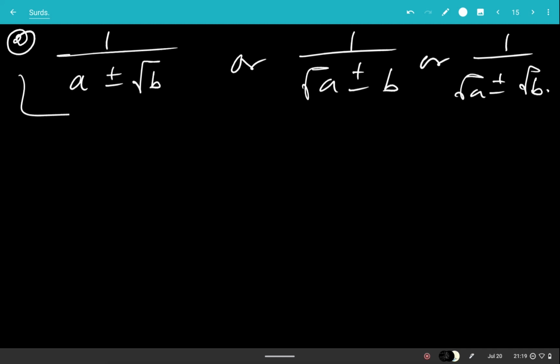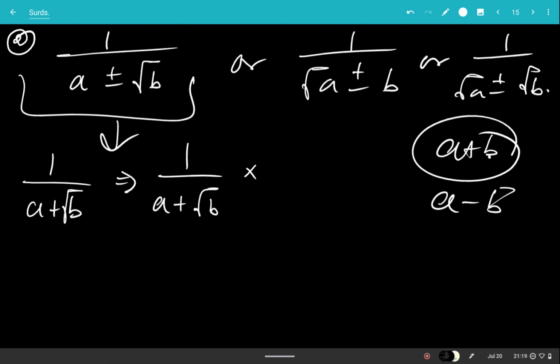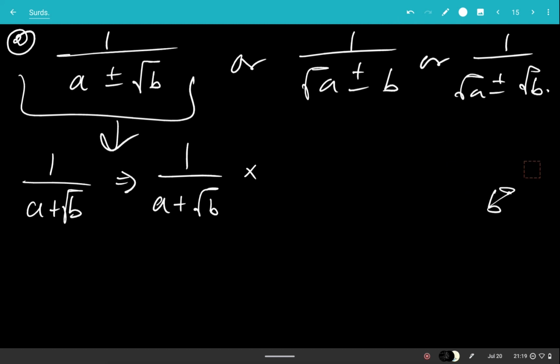Let's just try and understand using this guy. So if I have 1 over A plus root of B, what I'm going to do is multiply the top and the bottom by the conjugate of the denominator. So I have 1 over A plus root of B, and I'll multiply this by the conjugate of this guy. Now remember, if I have A plus B, the conjugate of A plus B is simply A minus B. I hope this is clear.